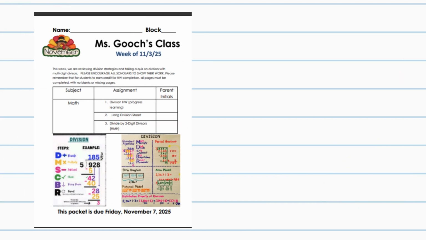Now, this is our cover sheet for the homework this week. And this week we are reviewing division strategies, and we will be taking a quiz on division with multi-digit divisors. Please encourage all scholars to show their work for everything.